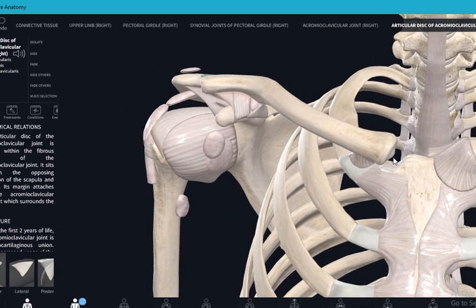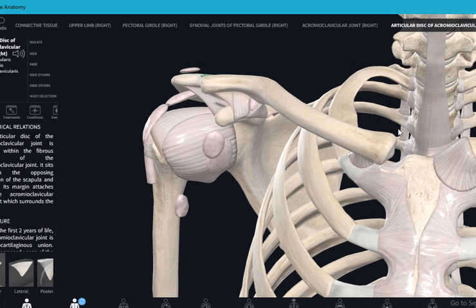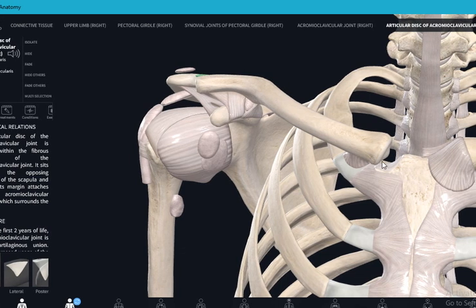There are certain joints in the body where you have an articular disc. The two main joints in the body that have an articular disc are, number one, the sternoclavicular joint, and number two, the temporomandibular joint. These are the two main movable joints which have an articular disc.